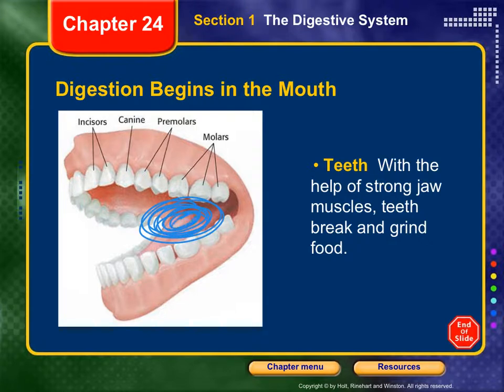And what happens in your mouth is your mouth turns your food into a kind of wet, mushy ball called a bolus. So in your mouth, you turn your food into a bolus, and then you swallow it. I think I might have a picture coming up to show you how we swallow the food.